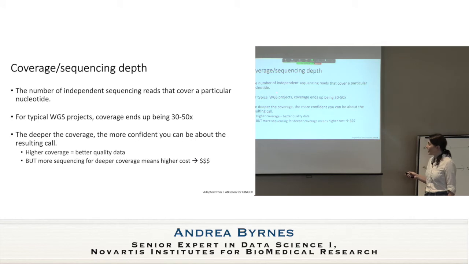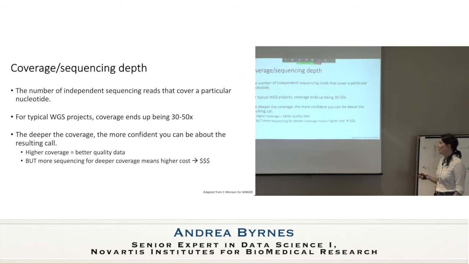All right, so as you might imagine, it depends on how much sequencing you do. If you only sequence a couple of reads in a region, it's going to be really hard to tell if you just got unlucky and didn't see both chromosomes, or if you're actually seeing the true genotype. So the number of independent sequencing reads that cover a particular nucleotide is referred to as coverage or sequencing depth, depending on your application, but for many applications, these are used interchangeably. For a typical whole genome sequencing project, coverage ends up in the 30 to 50x range. This is increasing as things get cheaper and people want higher quality data.